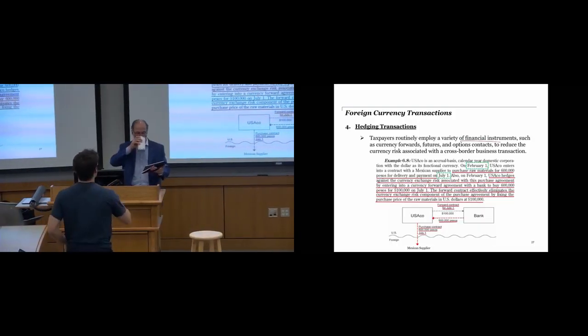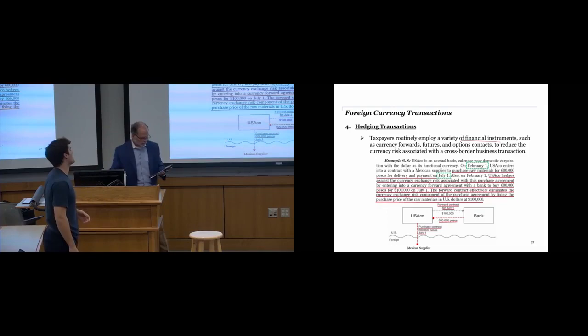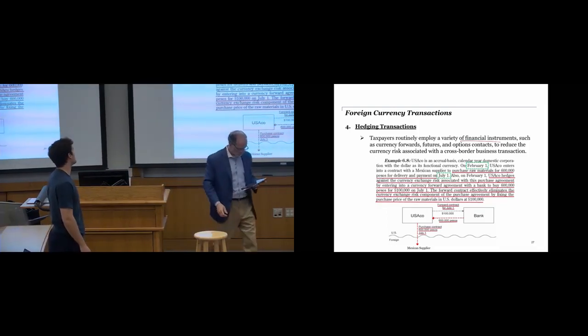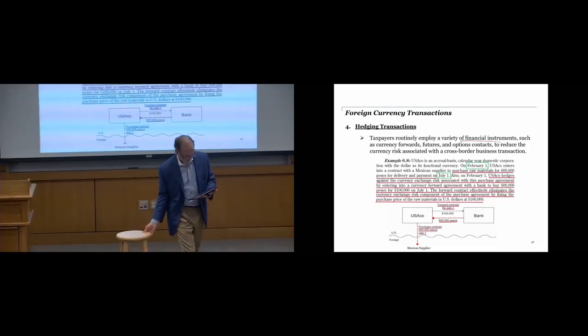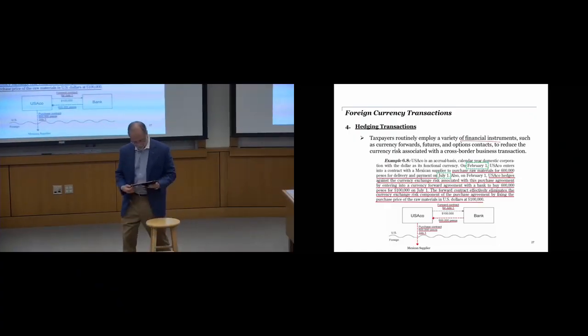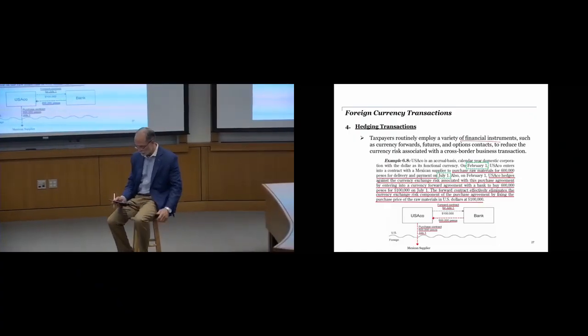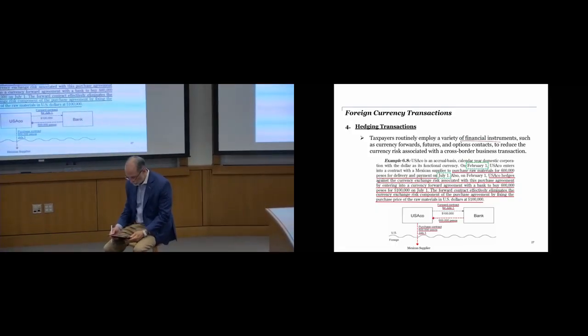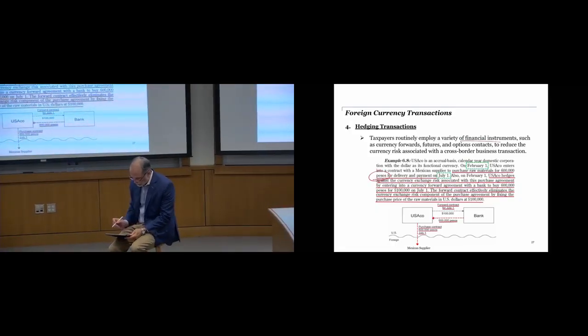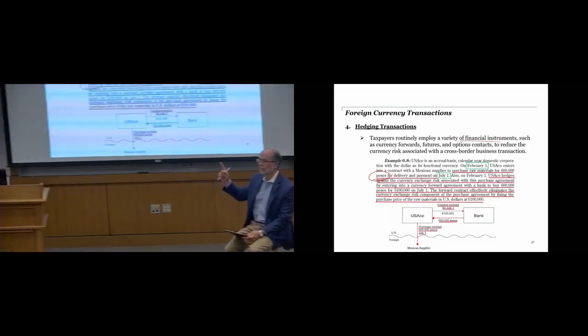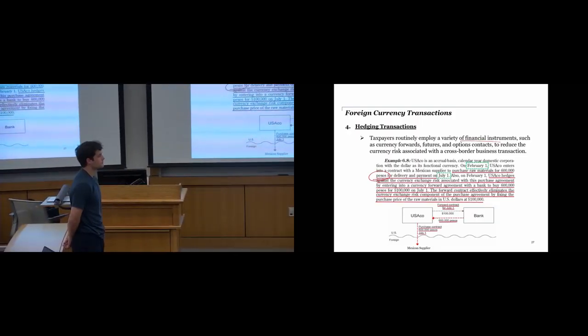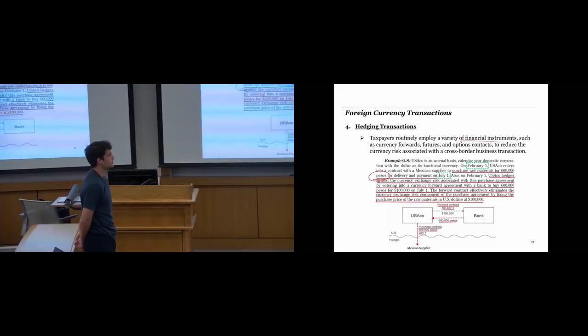Example 6-8 states that USA Co, an accrual basis calendar year domestic corporation with the dollar as its functional currency, on February 1st enters into a contract with a Mexican supplier to purchase raw materials for 600,000 pesos for delivery and payment on July 1. So now we got a foreign currency transaction, right? I enter into a contract that's denominated in other than US dollars.